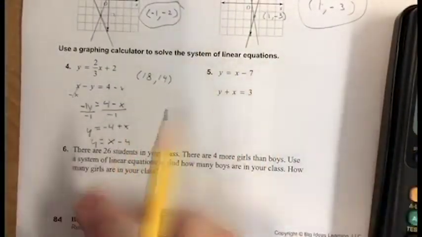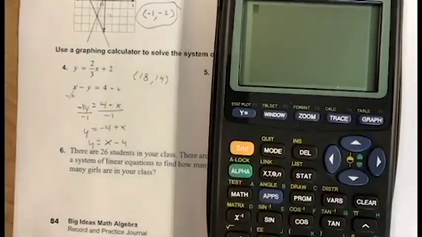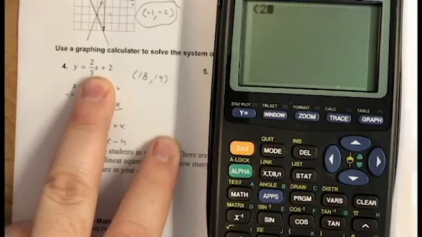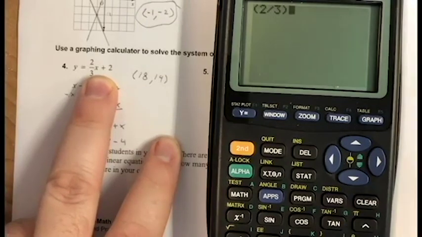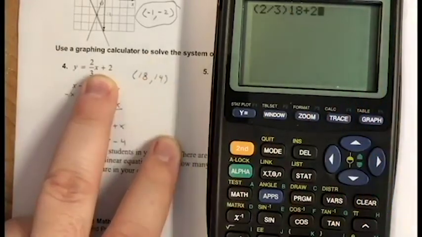Now, is this true? Well, let's find out. Let's back out of it by going to second and quit. And let's plug these numbers into our equations. I'm going to put 2/3 in parentheses by going 2 divided by 3, and I'm going to multiply that by 18, and I'm going to add 2. If this is done correctly, it should equal 14. Does it? Yes, it does.